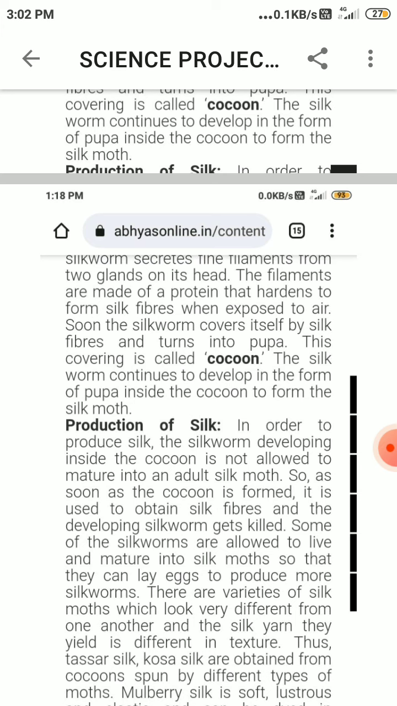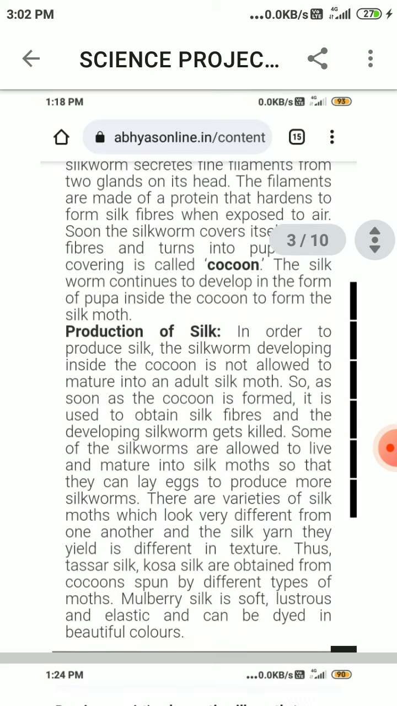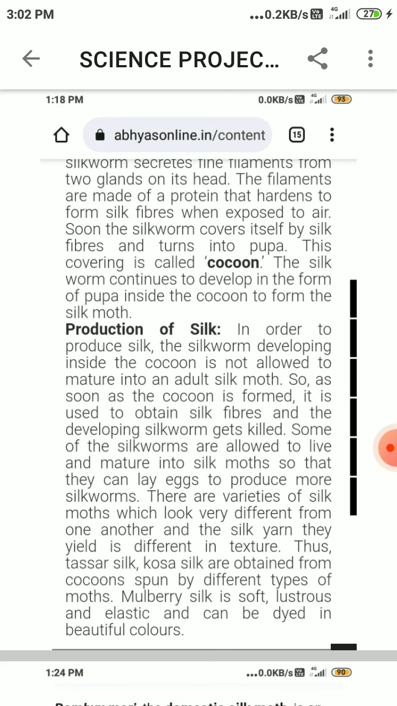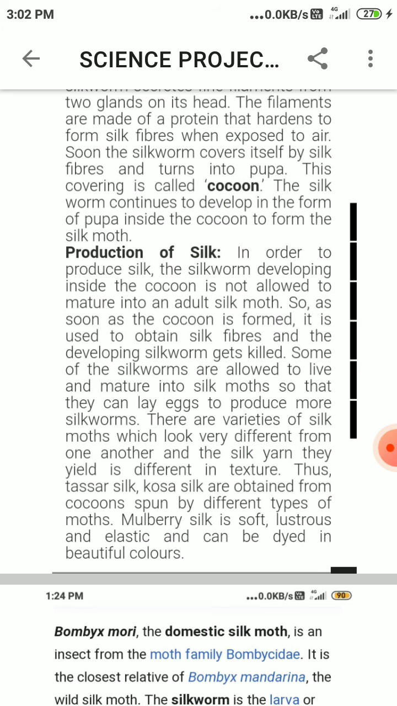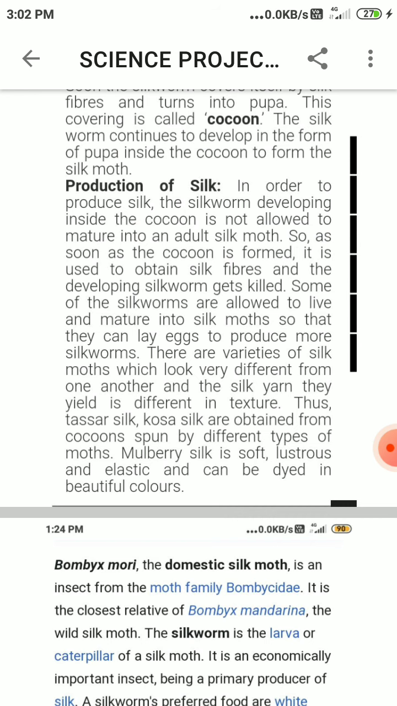Production of silk. In order to produce silk, the silkworm developing inside the cocoon is not allowed to mature into an adult silk moth. So as soon as the cocoon is formed, it is used to obtain silk fibers and the developing silkworm gets killed. Some of the silkworms are allowed to live and mature into silk moths so that they can lay eggs to produce more silkworms. There are varieties of silk moths which look very different from one another, and the silk yarn is different in texture. Thus, tussar silk and other silks are obtained from the cocoons spun by different types of moths.